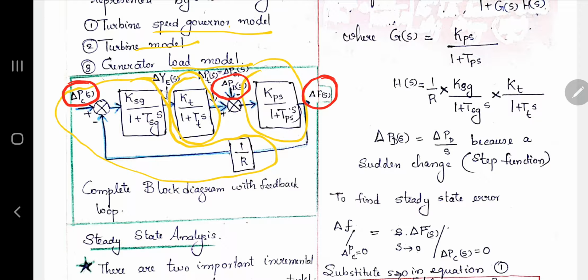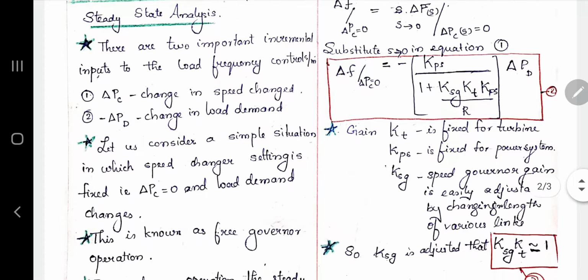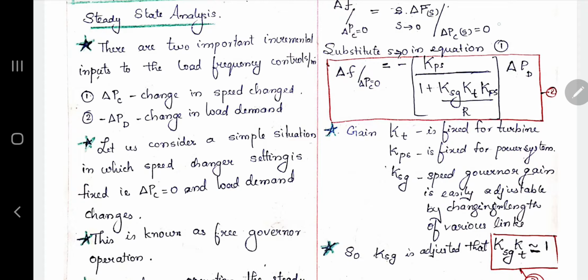We are going to make a steady state analysis of this complete block diagram, and this is done by taking each of the inputs independently. For example, in the first case, we take this input as 0 and analyze using only delta PD of s, that is, only the change in the load demand. In the second case, we make this one 0 and consider only this as the input. So we are going into the steady state analysis. There are two important incremental inputs, as I already mentioned: delta PC, the change in the speed changer, and minus delta PD, the change in the load demand.